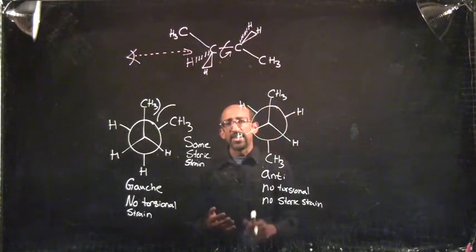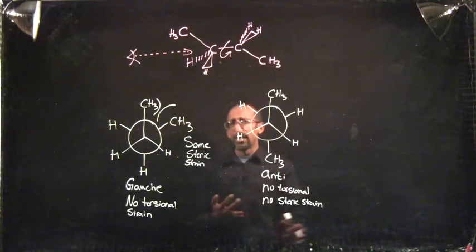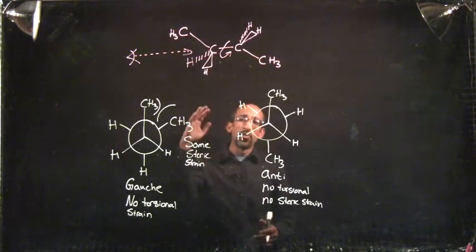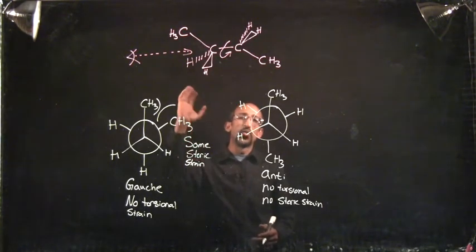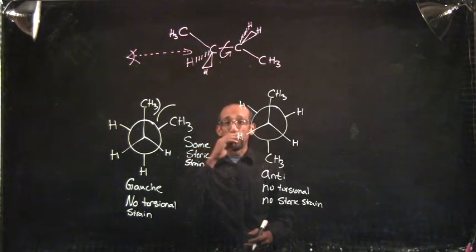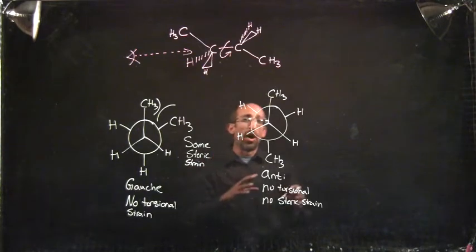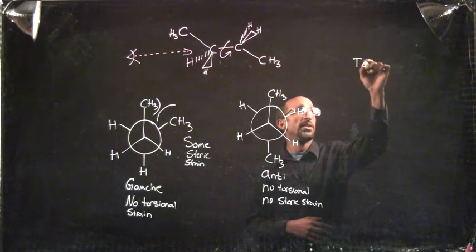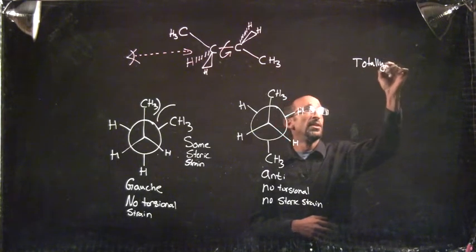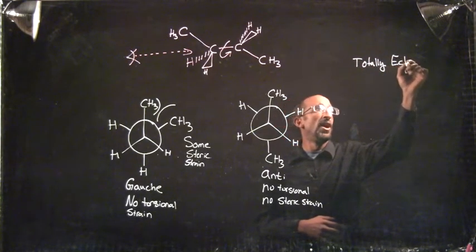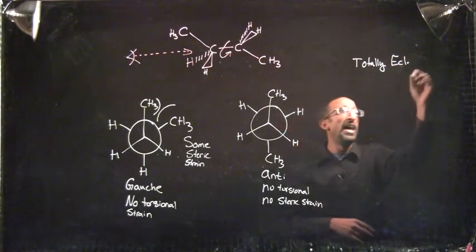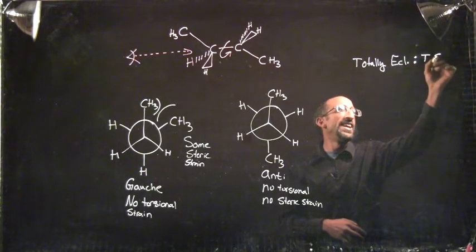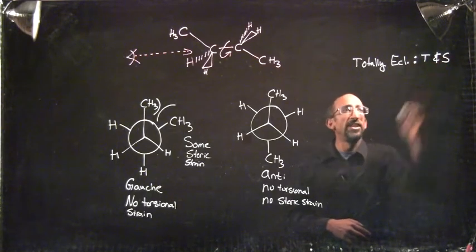So now we've looked at the eclipsed, totally eclipsed, gauche, and anti-conformations of butane. And what I'd like to do is rank those based on their different potential energies. So our totally eclipsed conformation had both torsional and steric strain.